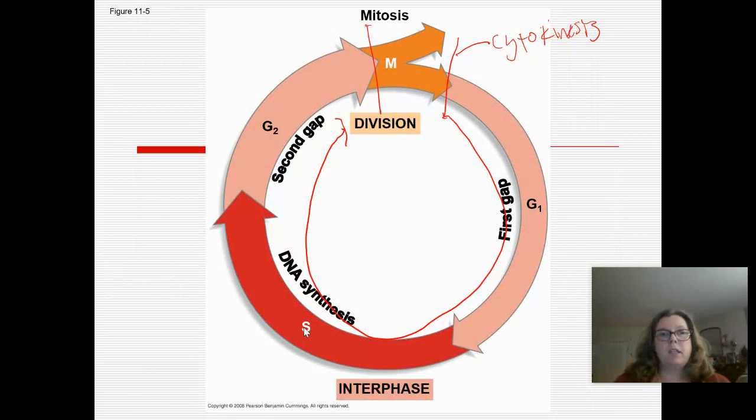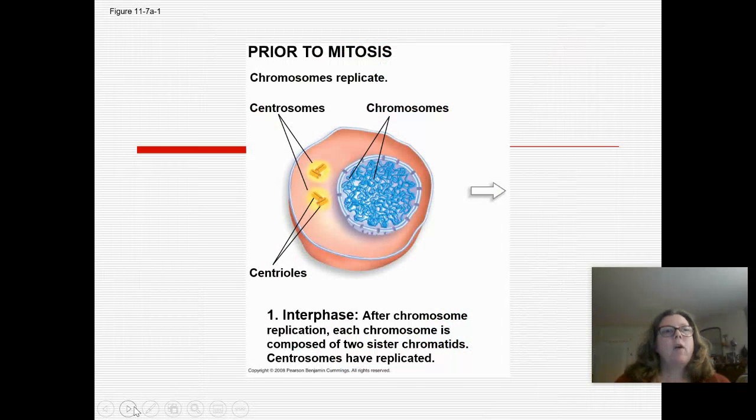Which simply means that that cell is just going to grow to its normal size, perform its function, and die, and it's never going to go through mitosis again. It's never going to synthesize its DNA again or go through a second gap. And you may have heard that nerve cells don't reproduce. All right, so let's look at what's happening in each step.